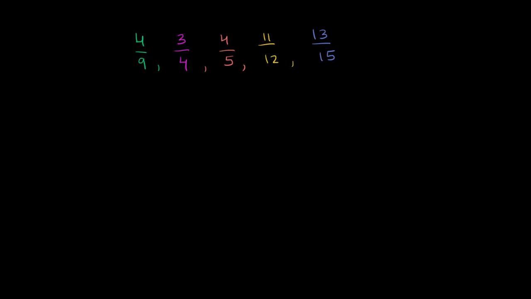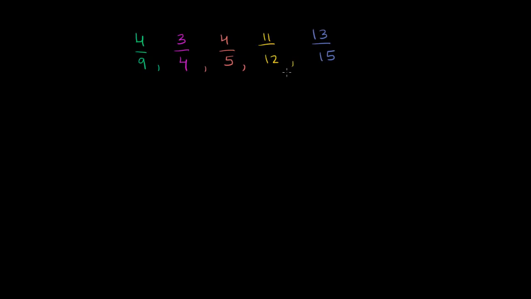What I want to do in this video is order these fractions from least to greatest. And the easiest way, and the way that I think we can be sure we'll get the right answer here, is to find a common denominator. Because if we don't find a common denominator, these fractions are really hard to compare. 4/9 versus 3/4 versus 4/5, 11/12, 13/15.